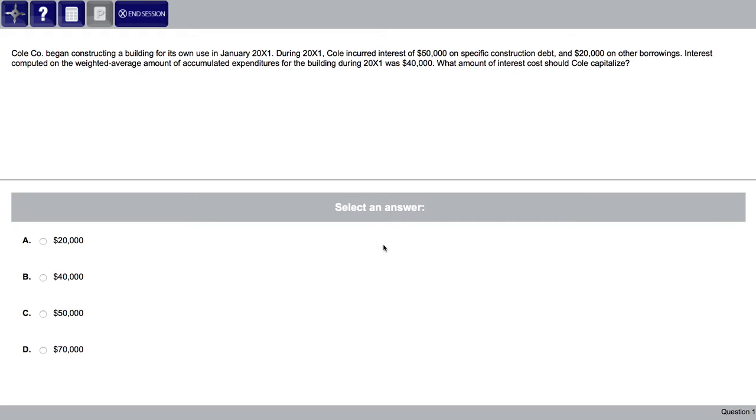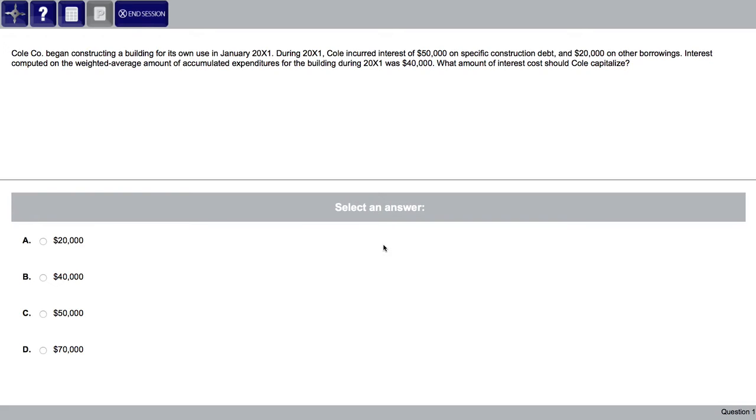borrowings. The interest computed on the weighted average amount of accumulated expenditures for the building was $40,000. So how much interest should they capitalize? Do you capitalize 50, which is the construction debt only? Do you capitalize 70, which is the construction debt plus other borrowings? Or do you capitalize 40?